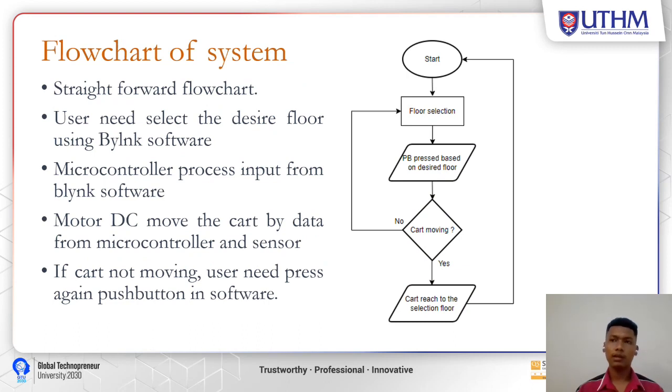Okay, we will move on to the electrical design. In this section I will talk about the flowchart of the system. The flowchart is straightforward: the user needs to select the desired floor using the Blynk software, the IoT software. After that, the microcontroller will process the input from the Blynk software, and then the DC motor will move the car by data from the microcontroller and sensor. Last but not least, if the car does not move, then we may have an error, and the user needs to select the desired floor again.